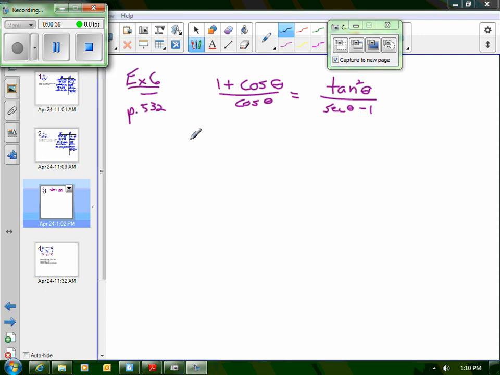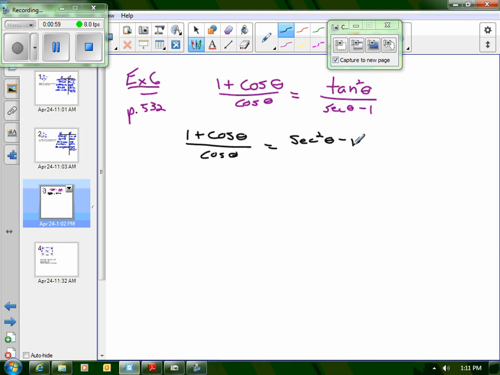So left-hand side, I'm never going to change that. I'm going to leave that the same all the way through. So I'll go ahead and write that out here. And then when I'm looking at the right-hand side, I see I've got secant minus 1 on the bottom, and then I recognize that tangent squared, I can write as secant squared minus 1. That's an identity of tangent squared. I'm not going to write this anymore, but I'm going to keep that in mind as I'm going down. I'm going to keep working with this side here.